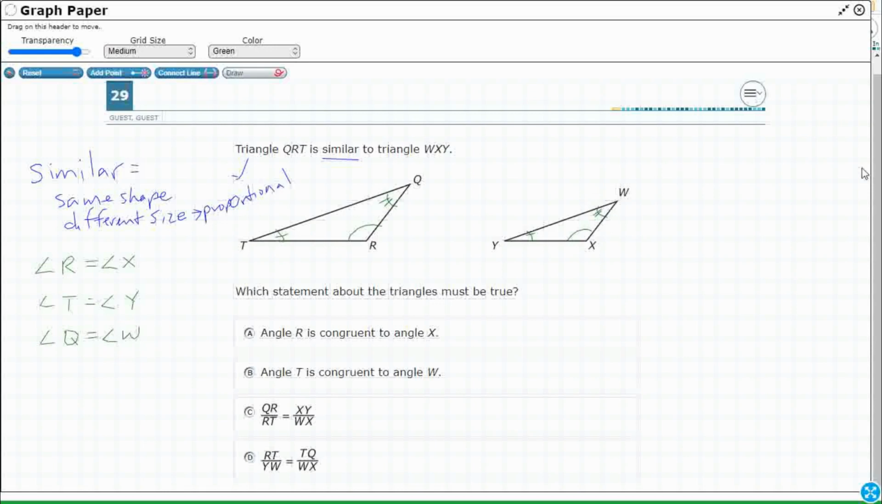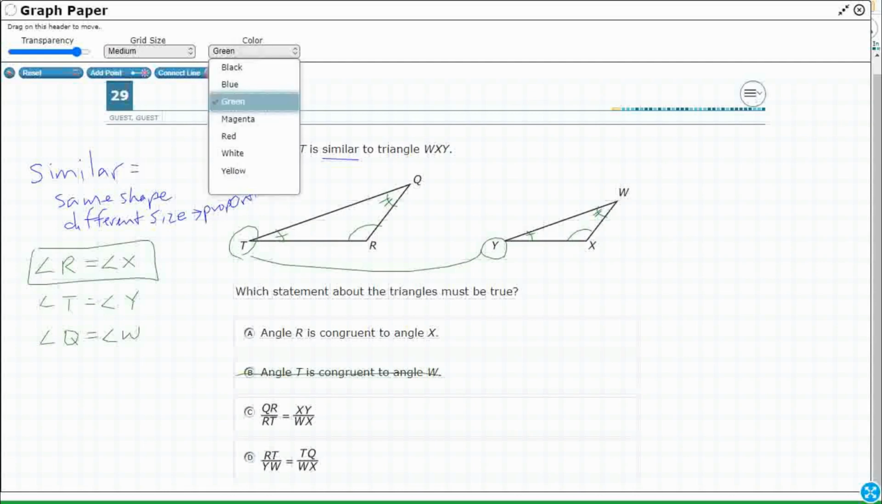And take a look at our answer selections. We've already got angle R is congruent to angle X, so that looks good. Let's look at B. Angle T is congruent to angle W. Even though they might visually look very similar, they both look like acute angles, even though I think angle T is a little bit smaller, they don't line up with each other. Angle T goes with angle Y, not angle W. You have to figure out which ones are similar based on the orientation. T and W are not it. T goes with Y, Q goes with W.